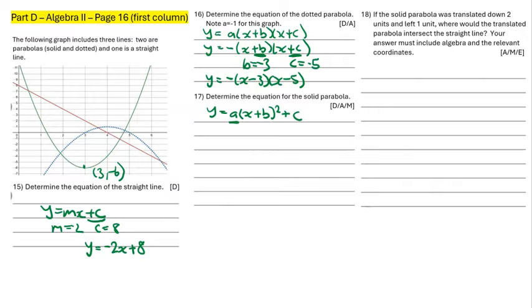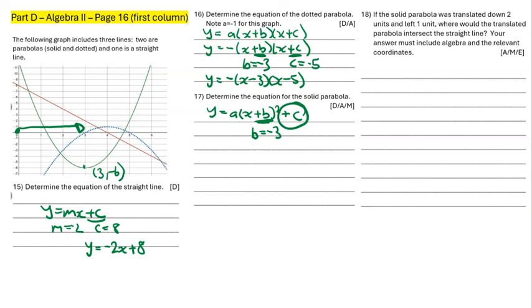So I remember a for algebra. I can't do a yet, but we can do b and c. B relates to your left and right movements. So my parabola should have been over here at the origin, and it's been moved across here to positive 3. And again, that number's going inside the bracket, so it's going to be the opposite of that. So my b value is negative 3.